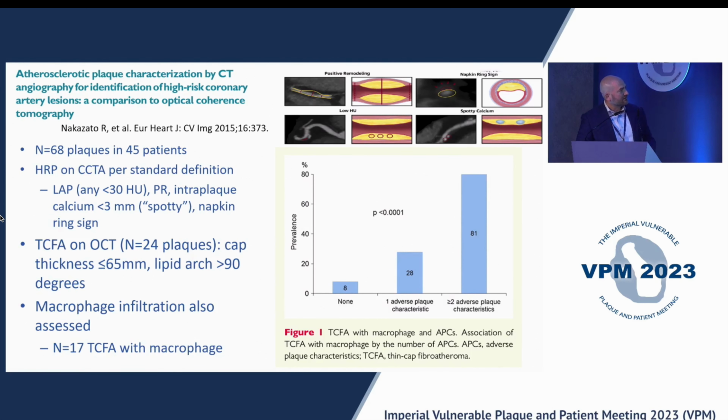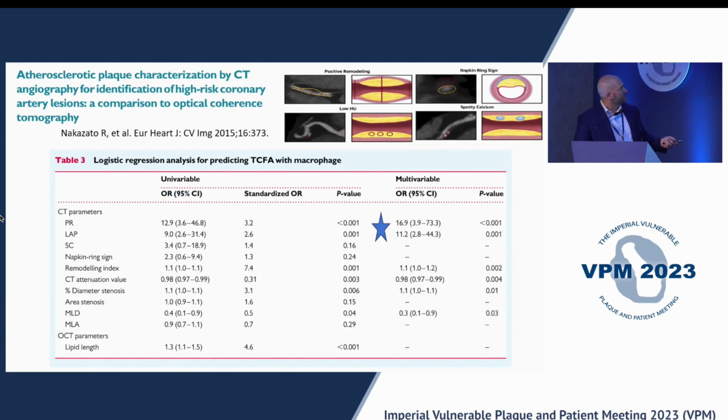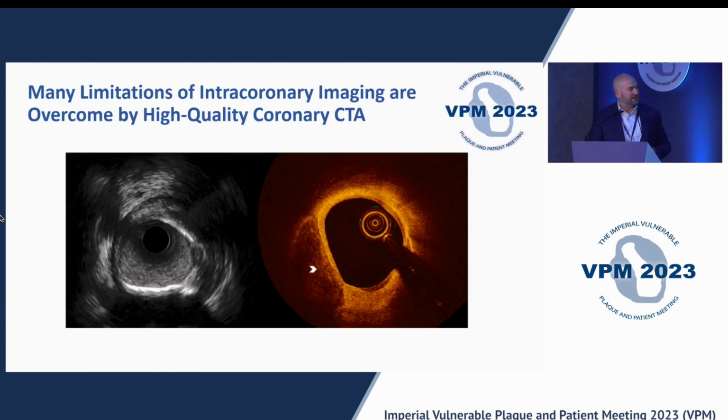And again, when you look at this in a multivariate way, those 2 were positive remodeling and low attenuation plaque. Others were predictive as well, such as stenosis, mildly predictive, remodeling and attenuation values. But those 2 seem to be the most predictive of finding thin cap fibroatheromas. And I think that's why those have stood this test of time in identifying risk.